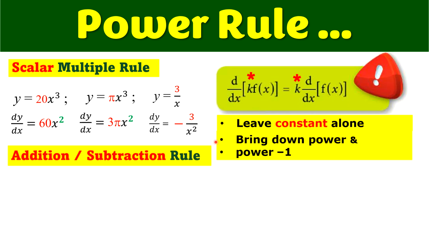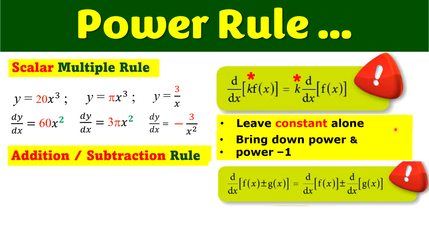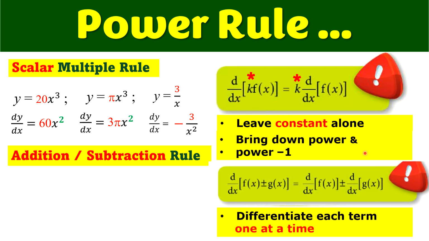Now, how about the other one? There's also this rule called the addition and subtraction rule. The formula looks complicated, but it simply means that to find the derivative of a function like this, I just need to differentiate each term one at a time. So say I have a function like this, which is what you see at the thumbnail at the start. I have 3 terms over here, and we are going to differentiate each term one at a time. The first term here, I already have the answer, which is over here.